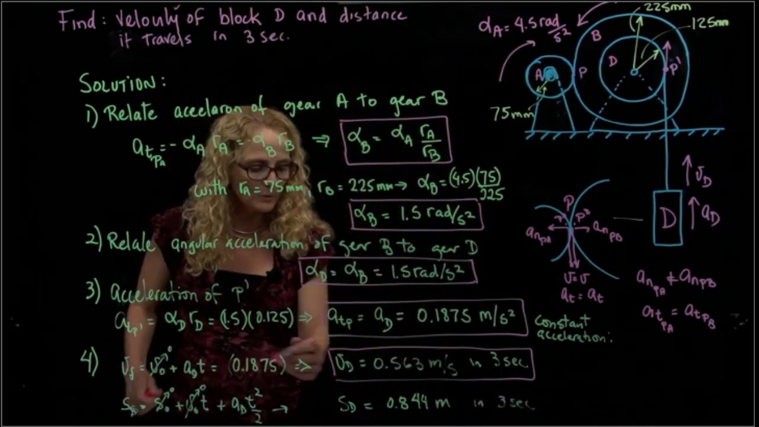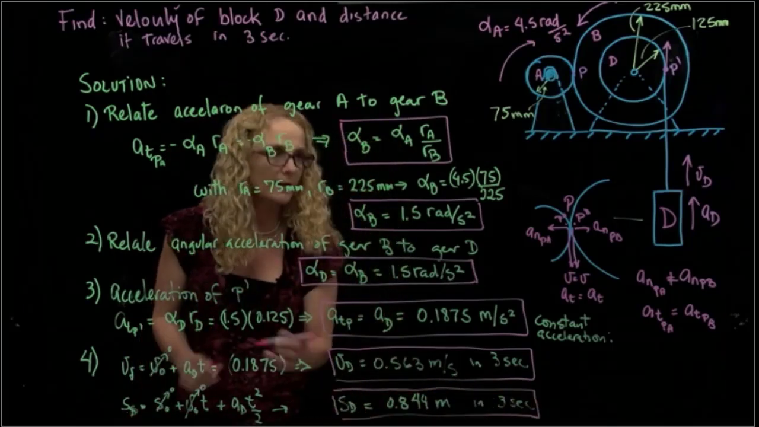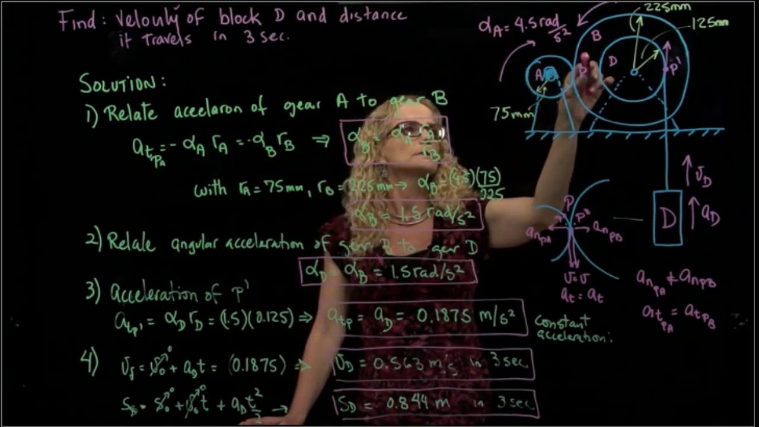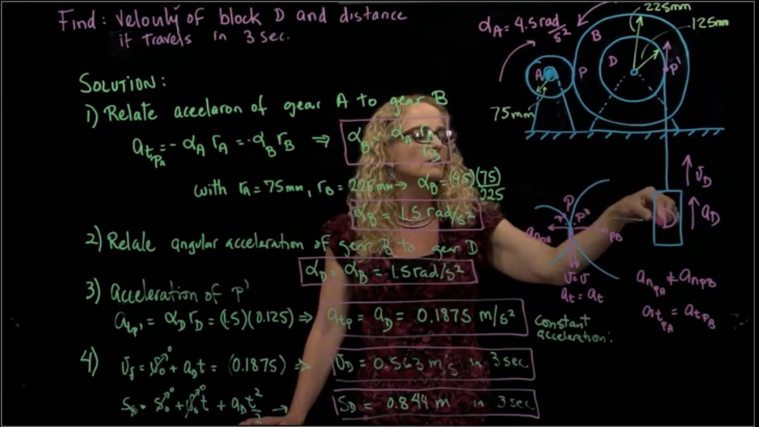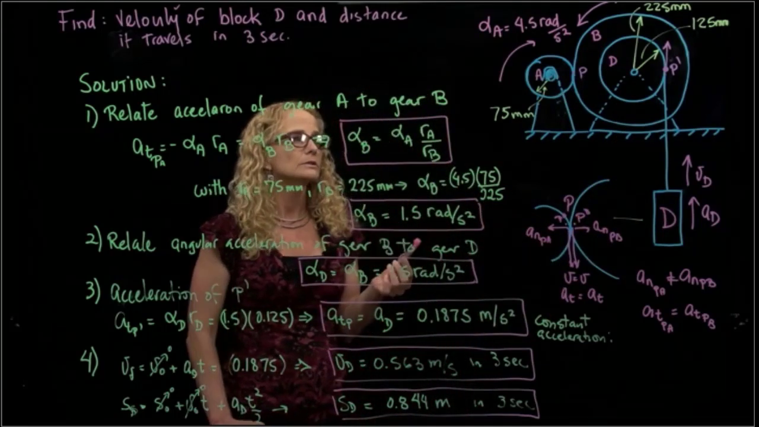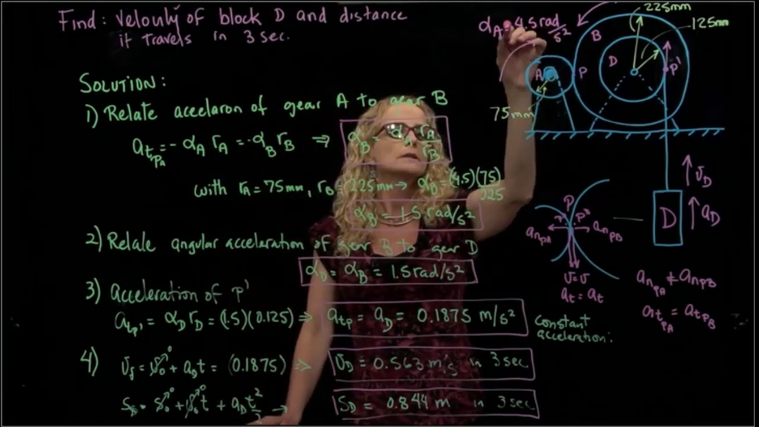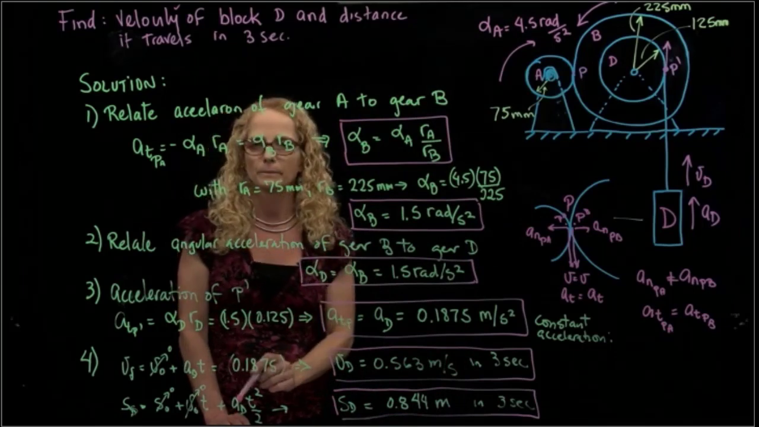So we were able to first relate the acceleration of this gear to the acceleration of this gear to the acceleration of this gear and to the linear acceleration of the block. And since that is a constant acceleration, because we were told that this is a constant acceleration, we were able to integrate that acceleration to get the velocity and the position.